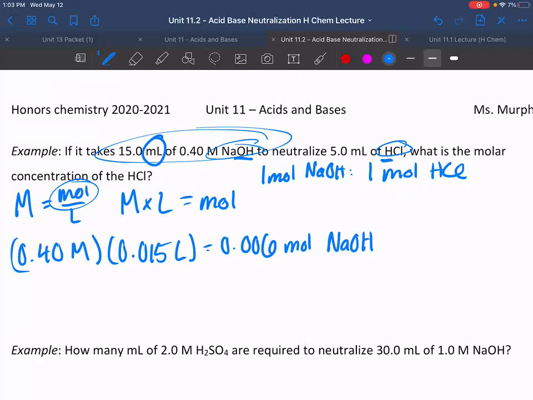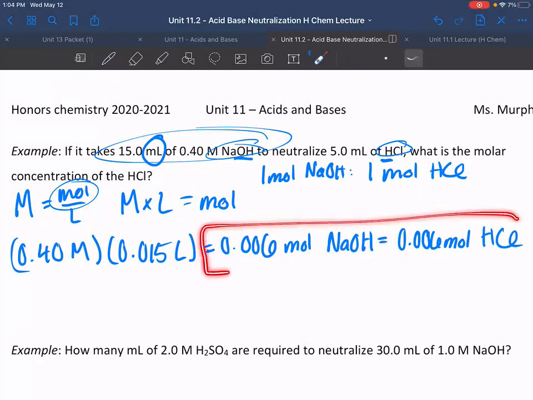Now we just said that acid to base is 1-to-1. So if we have 0.006 moles of NaOH that it took to neutralize, how many moles of acid do we have? 0.006. So this value now becomes our moles of acid, in our case, HCl. We determined how much base was used to neutralize. We know that at the neutralization point, they have to be equal. And because of the molar ratio, we know it's 1-to-1, it stays the same.